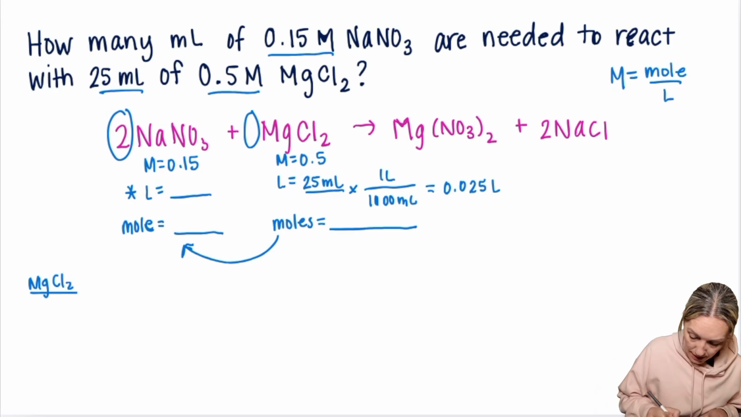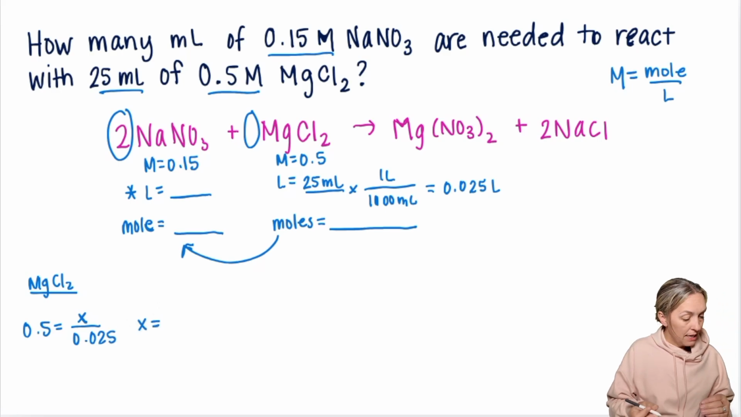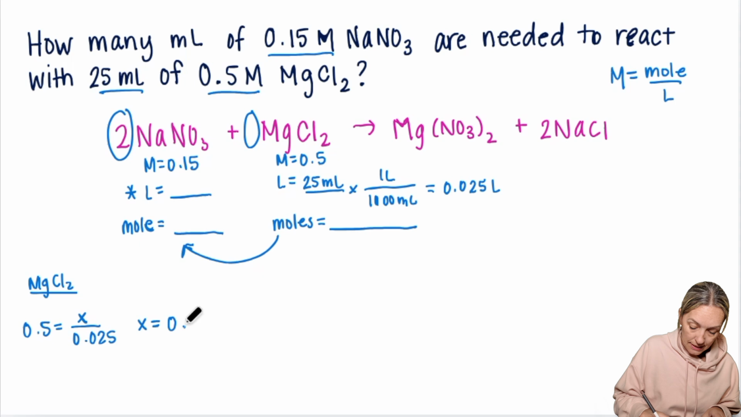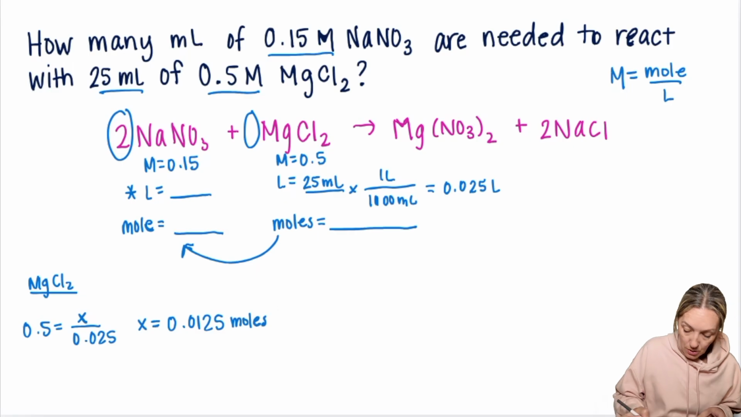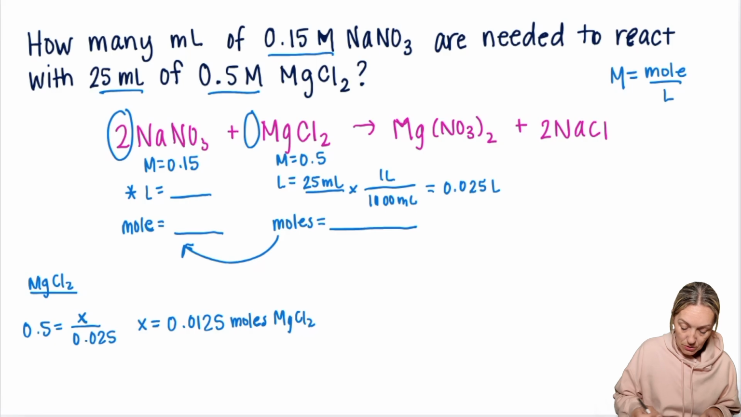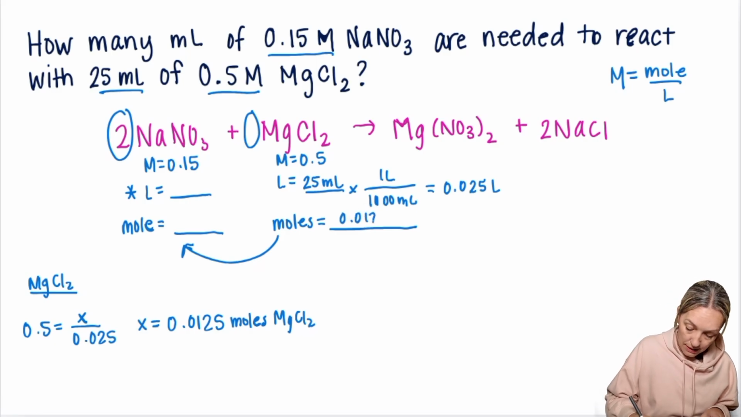I'm going to start with the MgCl2, and I know the molarity. I don't know the moles, but I do know the liters. I can solve for my x, and when I solve for x, I get 0.0125, and that's moles. Remember, though, that that's moles of MgCl2. So I now know this number right here.